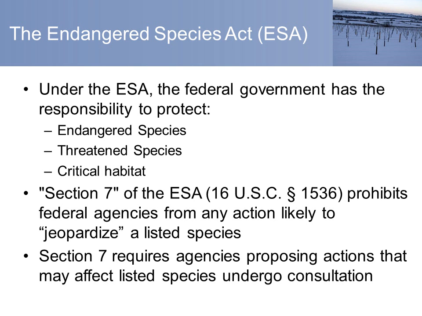The Endangered Species Act, ESA for short, was enacted by Congress in 1973. Under the ESA, the federal government has the responsibility to protect endangered species, species that are likely to become extinct throughout all or a large portion of their range; threatened species, species that are likely to become endangered in the near future; and critical habitat, vital to the survival of endangered or threatened species.